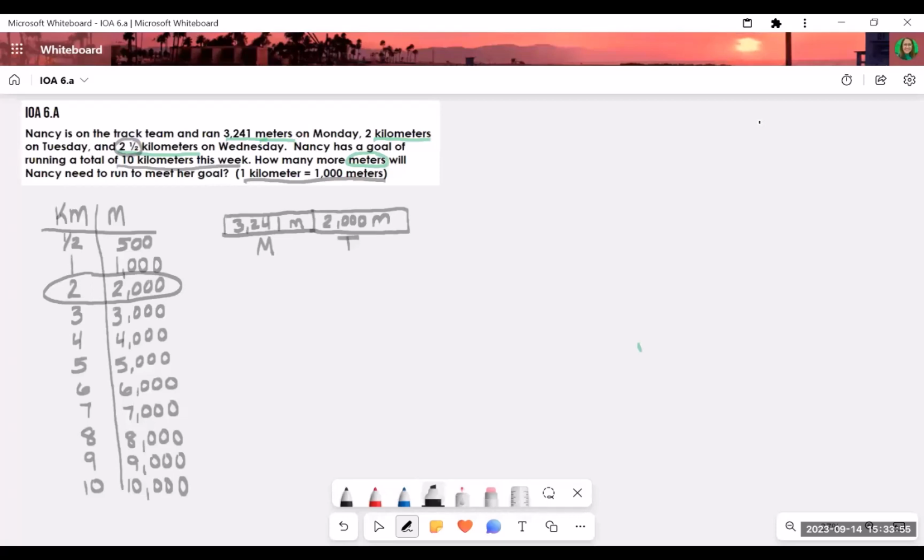Then she ran 2.5 kilometers on Wednesday. I'm going to have to add that to that. So say 2 kilometers is 2,000. A half of a kilometer is 500. So when I add those together, I get 2,500.